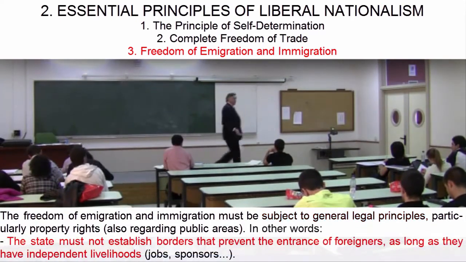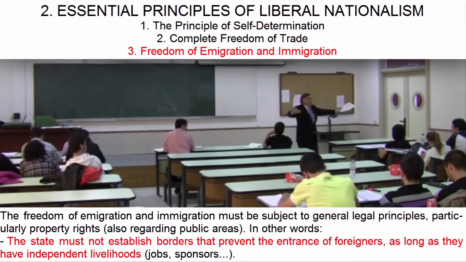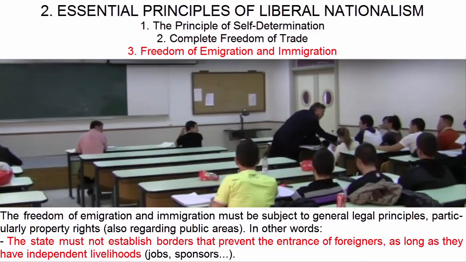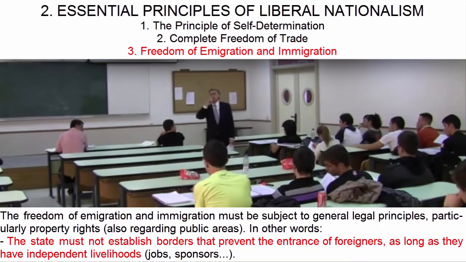On the one hand, this means that the state must not raise its borders and prevent the arrival of outsiders when an agreement has been freely reached between the newcomers and those who are receiving them.